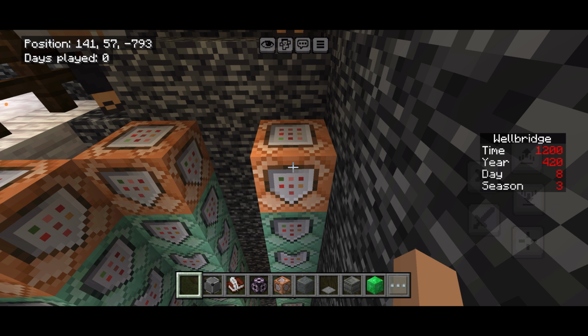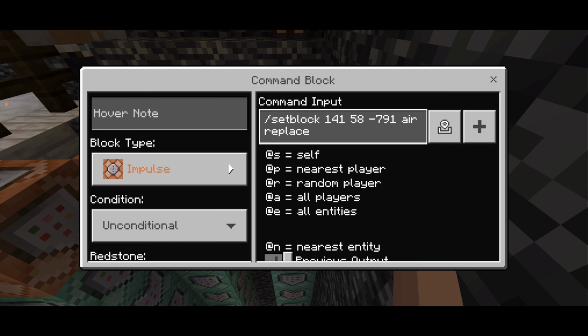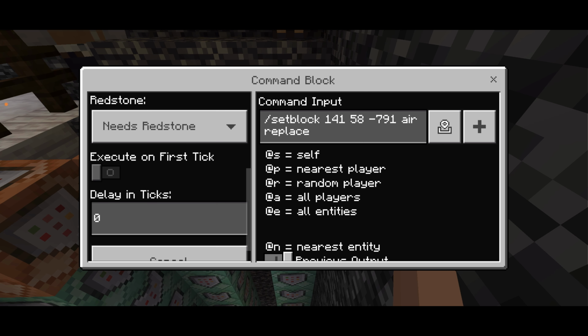All right, so the first one is going to be an impulse. It is going to be unconditional. And it is going to say it needs redstone. The reason this needs redstone is helpful is that it makes sure all the other ones don't run until this one runs, because they're chained off of this one.